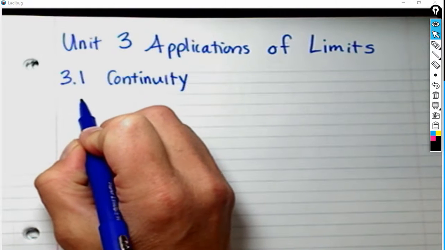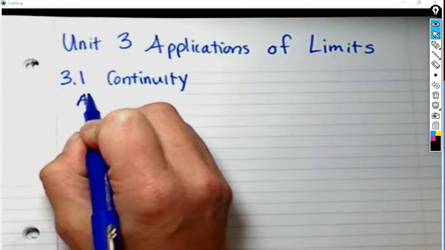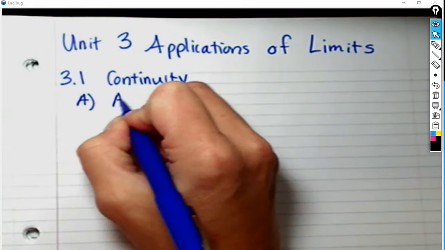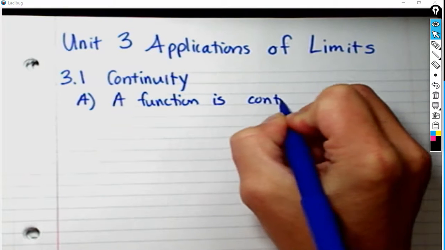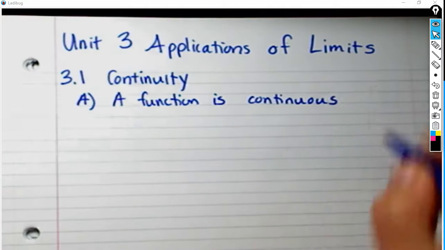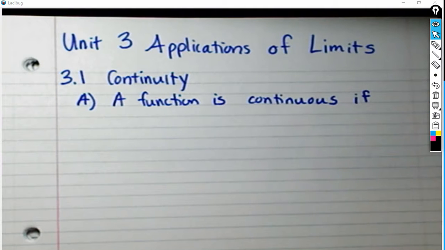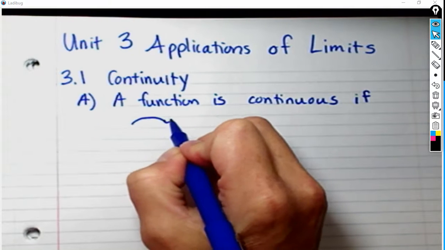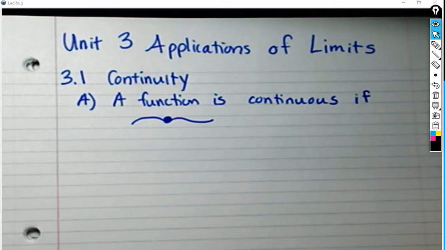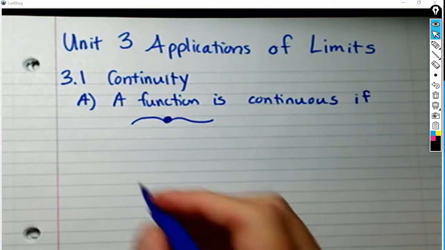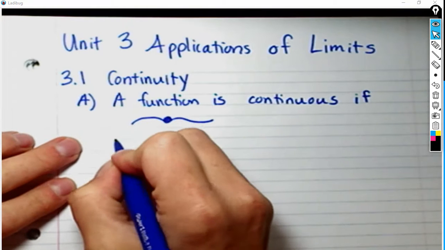Okay, so we're going to start with just a definition of continuity. A function is continuous if... All right, now we're going to get away from the non-calculus definition, which is drawing it without picking your pencil up. So I am going to draw a picture of what continuous looks like. Continuous: you can draw it without lifting your pencil. However, that is not specific enough for us anymore.